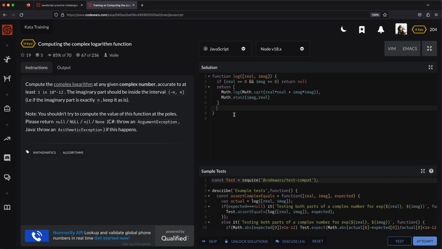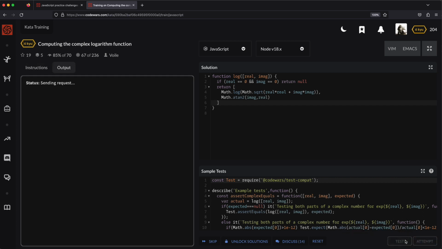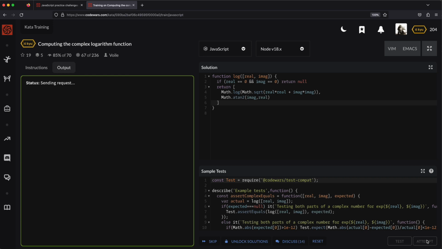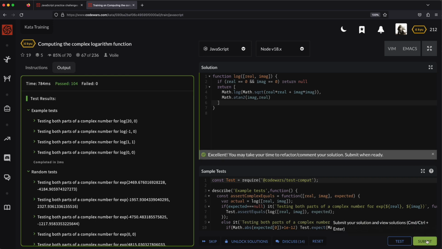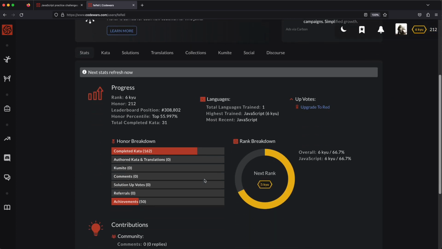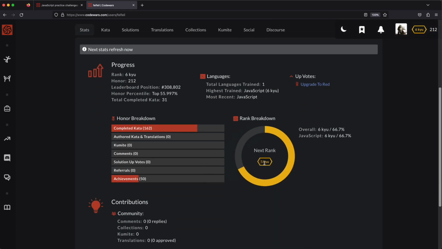So this should be about this puzzle. I wouldn't go into the details of the math and logarithm and so forth. You can go and read about logarithm and arctangent and stuff like that. Yeah, that looks okay. And it's correct. Awesome. So yeah, submit. We're close to rank 5.